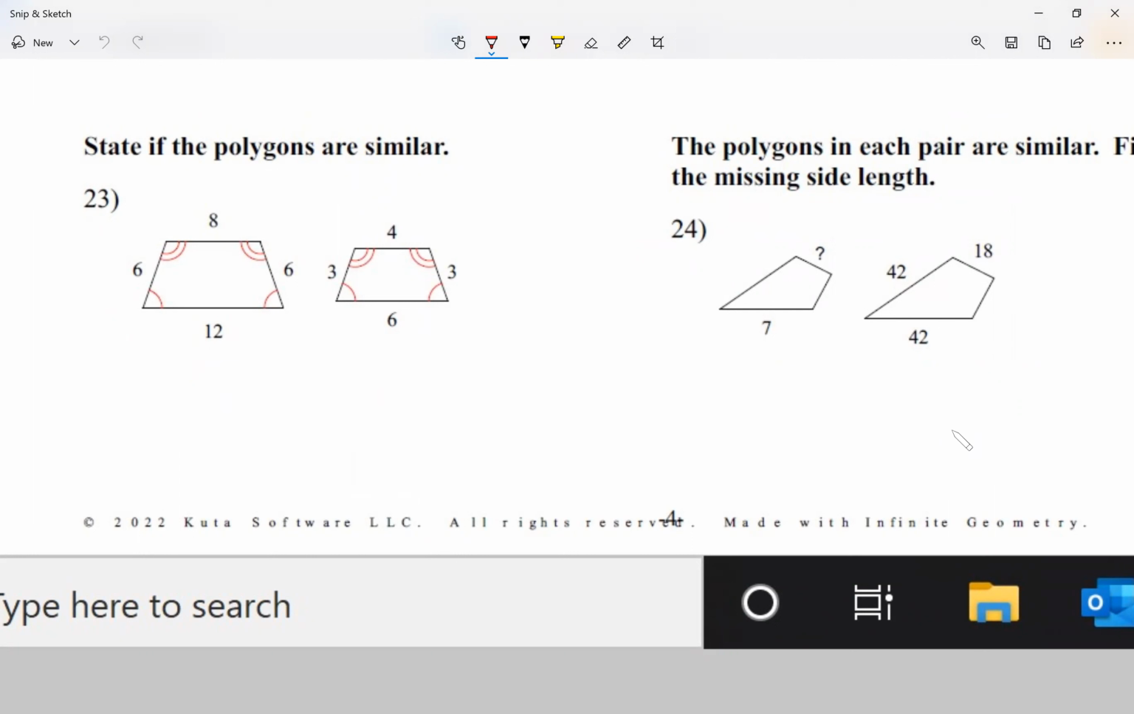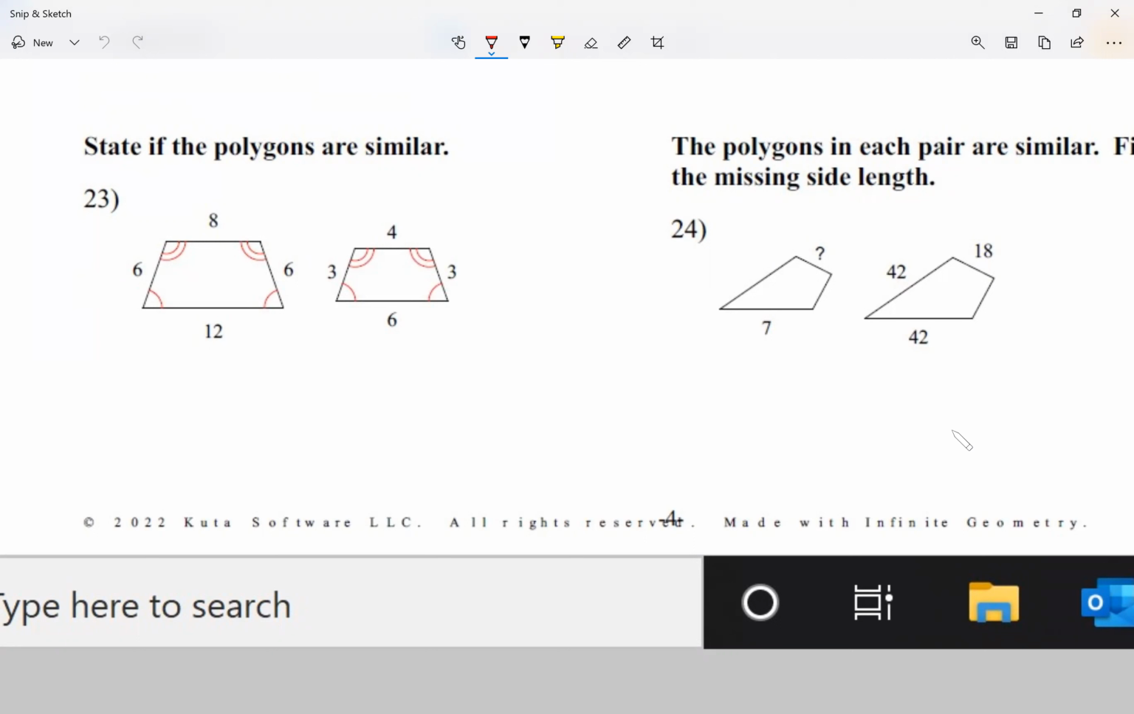Now, I take a look at the angles. Remember I said in order for polygons to be similar, two criteria have to be met. The angles have to be the same. So I look at the angles. The angles of one figure are the angles of the other figure. So we're good. The other criteria is the sides have to be proportional.